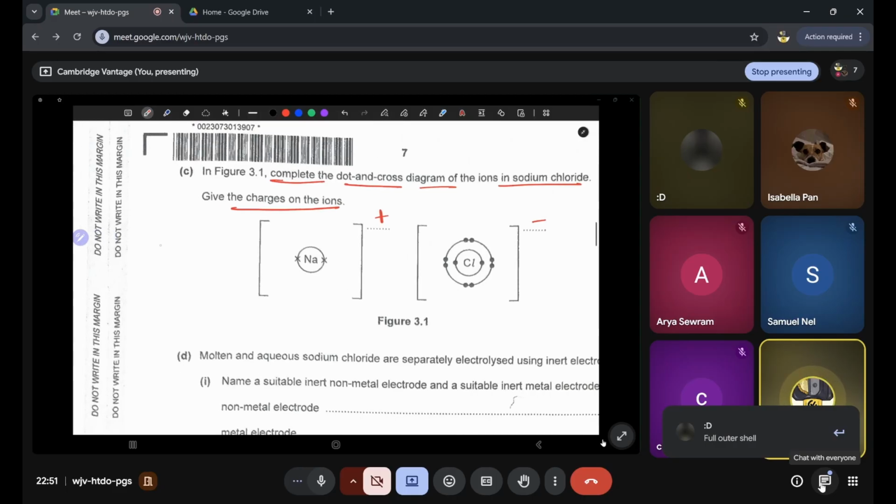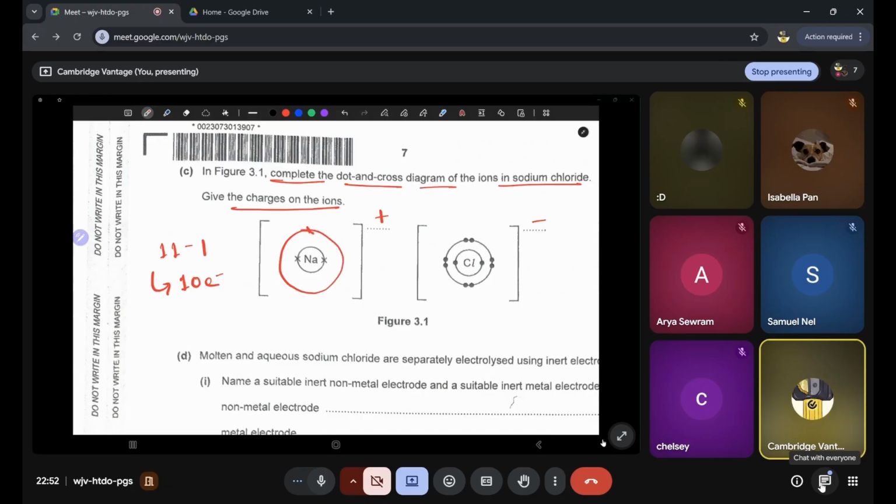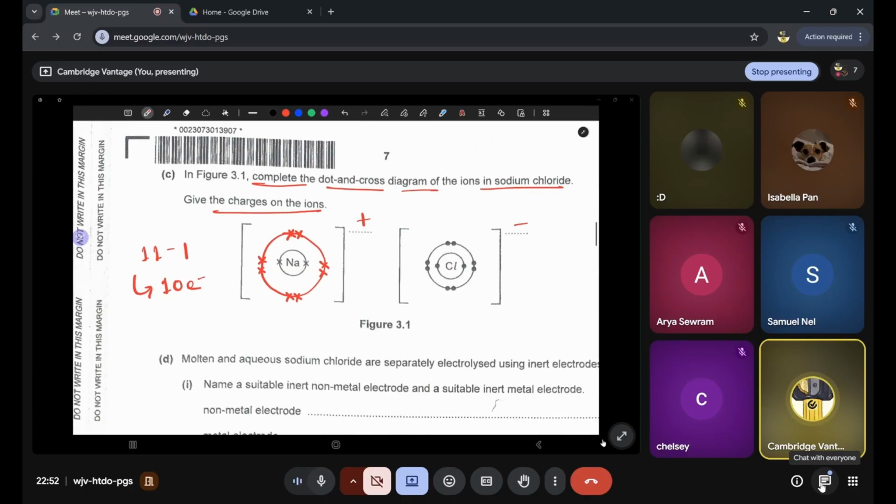Now, sodium has an atomic number of 11, so it must have 11 electrons. But since this is the sodium ion, it has lost one. So the sodium ion has 10 electrons, but we can very clearly see that this dot and cross diagram only shows 2. So to complete it, you will draw another circle or another orbit, and then just draw 8 electrons as such. Okay. So this is the sodium outer shell.